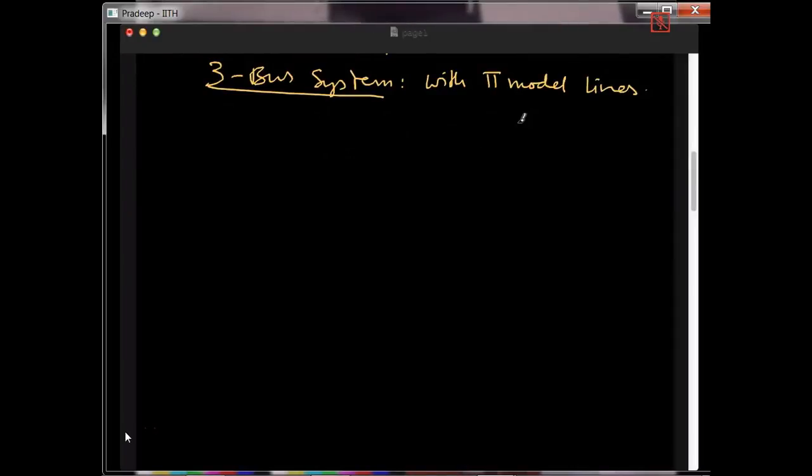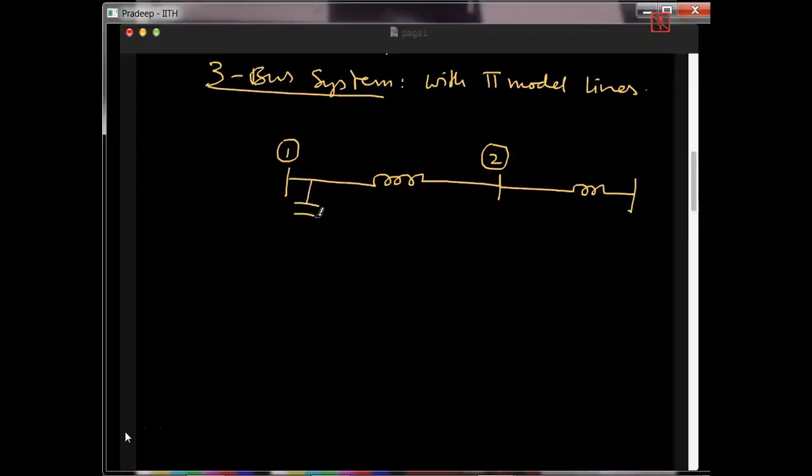So for those who are not aware, what is pi model? A transmission line can be modeled as an inductor, what we are mentioning. So for example, let's say I have a system like this. Now this particular line connecting bus 1 with bus 2 is very long. For example, consider it as something like 200 kilometers or even 400 kilometers. For such a long line, there will be a capacitance to the ground. So that capacitance to the ground of the line can be shown like this. The total capacitance is divided into 2, and then the capacitance value is shown like this.